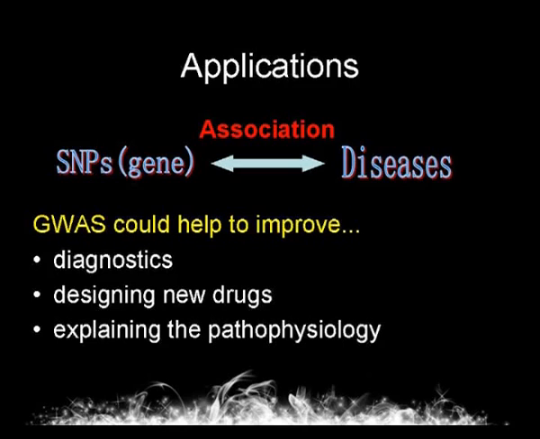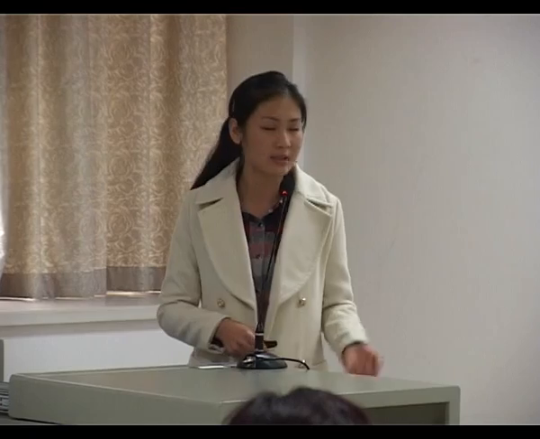by finding out the association of SNPs and diseases, GWAS could help to improve diagnostics, design new drugs, and explain the pathophysiologies. It could be used not only in neurology but also in some other subjects. It's a very useful method.